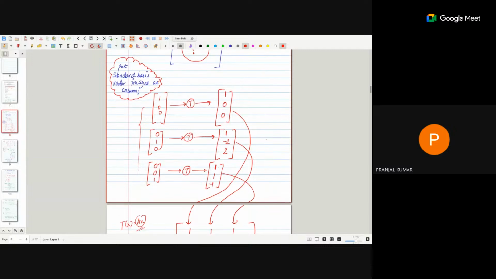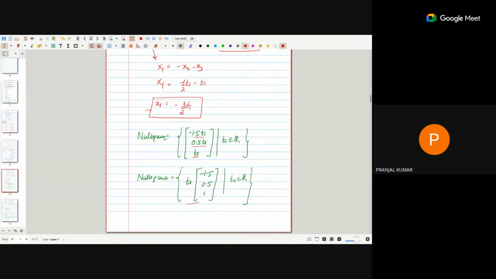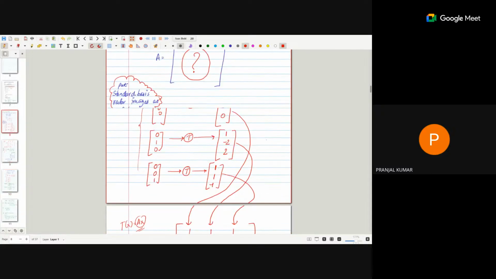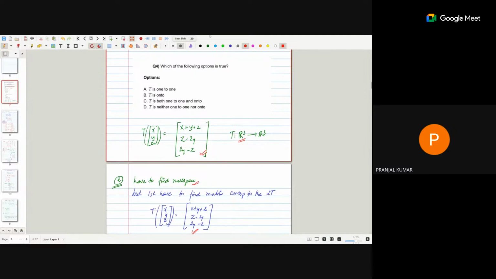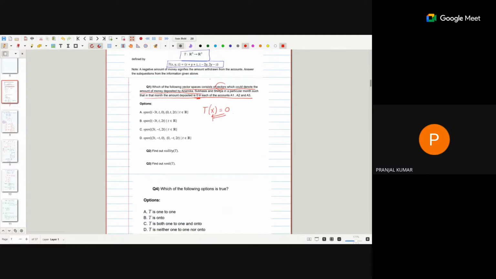Now the thing is, this is a basis vector, but you can see that none of the answers match. None of the options match here. Sir, can you zoom in?